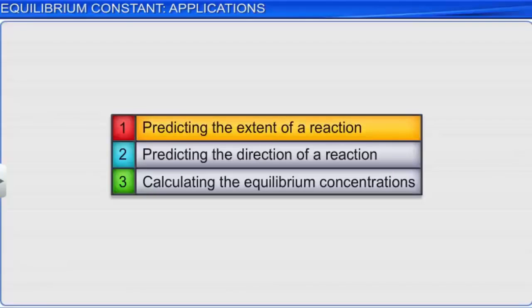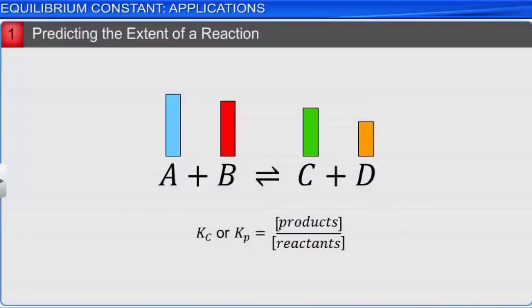Predicting the extent of a reaction. The magnitude of equilibrium constant provides a useful indication of the extent of a chemical reaction. You have seen that the equilibrium constant for a reversible reaction is equal to the product of the concentrations of the products raised to their respective stoichiometric coefficients divided by the product of the concentrations of the reactants raised to their respective stoichiometric coefficients.